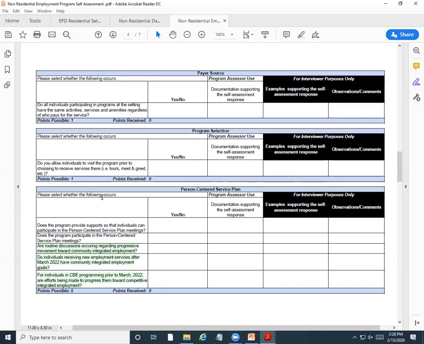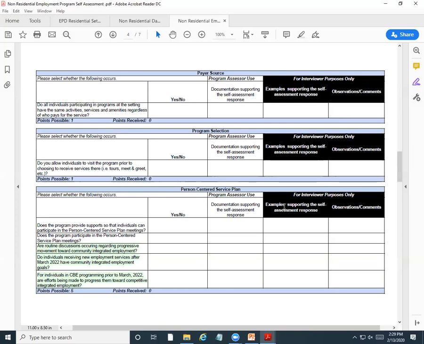Adam. So we'll move on to person-centered service plan. This is where it gets a little bit different for employment. So, are routine discussions occurring regarding progressive movement towards community integrated employment? Do individuals receiving new employment services after March of 2022 have community integrated employment goals?